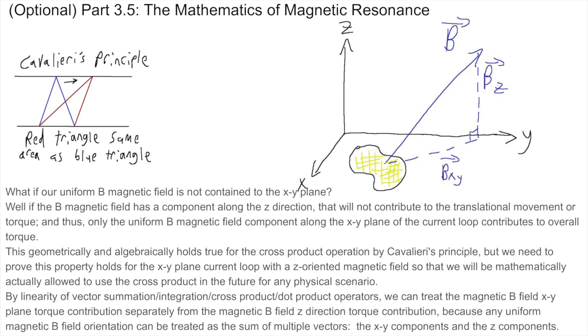But we need to prove this property holds for the xy plane current loop with a z-oriented magnetic field so that we will be mathematically allowed to use the cross product in the future for any physical scenario. By linearity of vector summation, integration, cross product, and dot product operators, we can treat the magnetic B field xy plane torque contribution separately from the magnetic B field z direction torque contribution, because any uniform magnetic B field orientation can be treated as the sum of multiple vectors, the xy components and the z components.